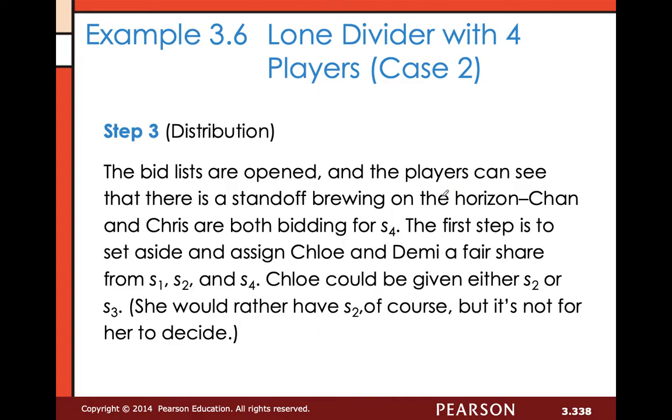So the bid lists are open. We can see that there's going to be a standoff brewing between Chan and Chris, both of whom want S4. The first step is going to be to set aside and assign Chloe and Demi a fair share from S1, 2, and 4. Chloe could either be given S2 or S3.